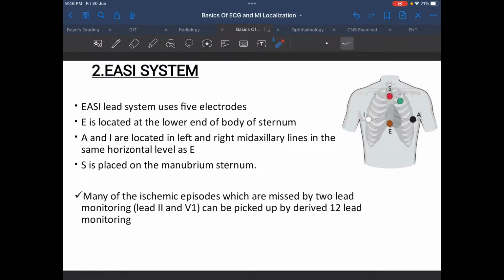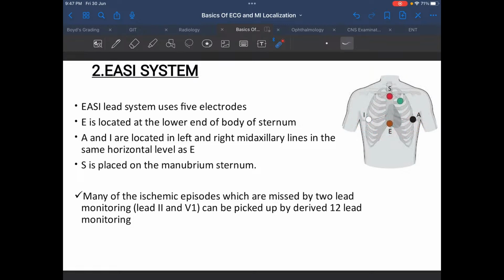Okay, the EASI system. The EASI lead system is going to use 5 electrodes. As you can see, they are placed differently. We have E, that is at the lower end of the body of the sternum. Then A and I. This is A, this is I. A and I are placed in the left and right mid axillary lines in the same horizontal plane as your E. Okay, so this is A, this is I, this is E. Where is S being placed? S is placed on the manubrium sterni.